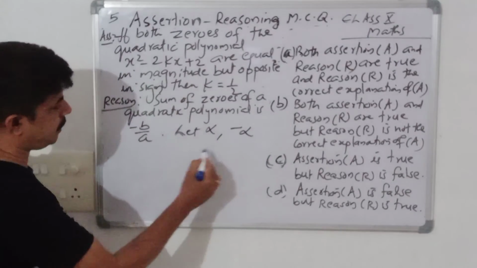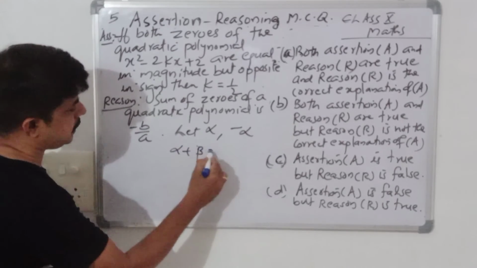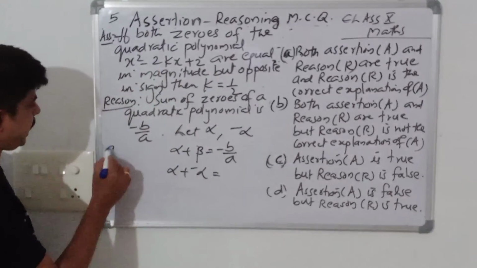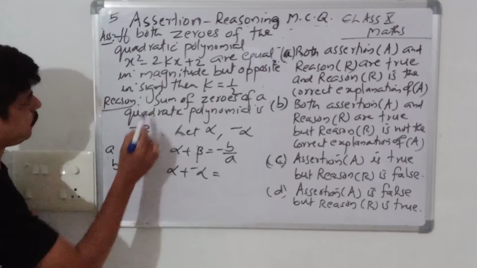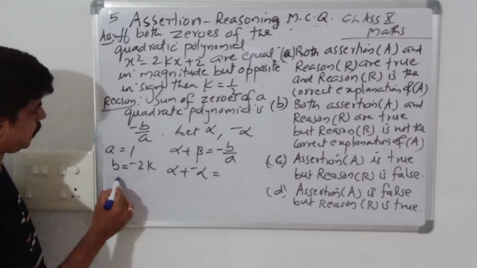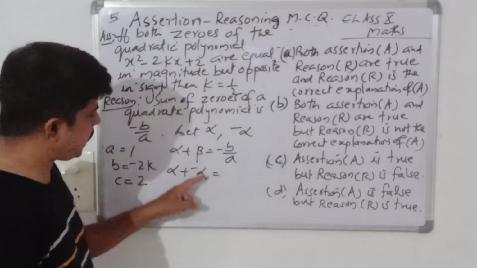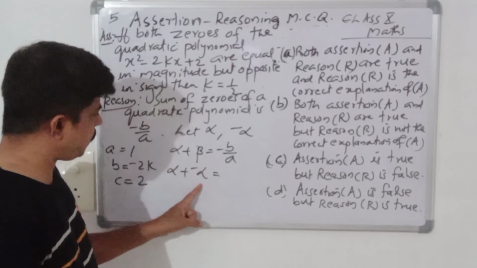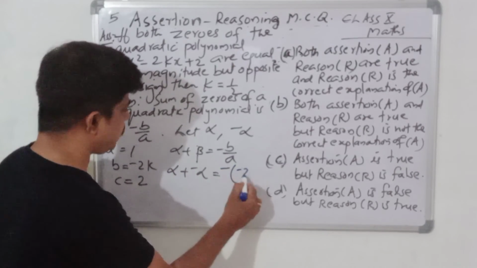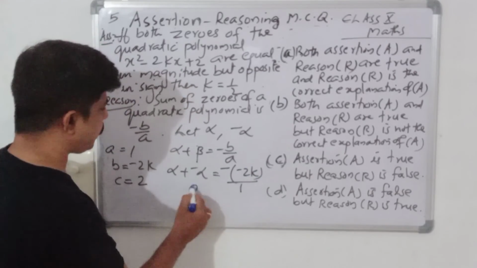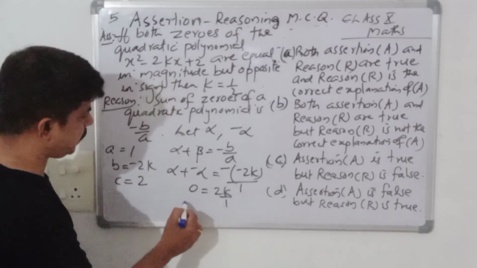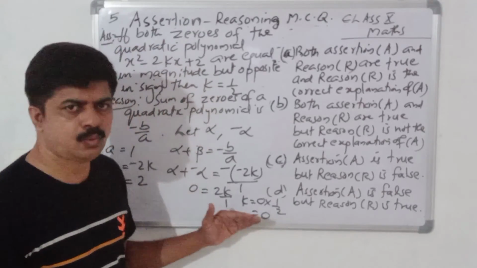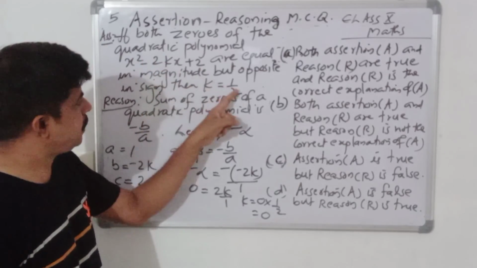Therefore alpha plus beta, we know that alpha plus beta is equal to negative b by a. We have alpha and negative alpha. We have our a is 1, coefficient of x we have negative 2k, and the constant term we have 2. Alpha plus negative alpha, zeros are equal in magnitude but opposite in sign. Therefore alpha plus negative alpha is equal to negative of negative 2k divided by a, which is 1. Therefore 0 is equal to 2k by 1. Therefore our k is equal to 0. The value of k is equal to 0. Therefore our assertion is false.